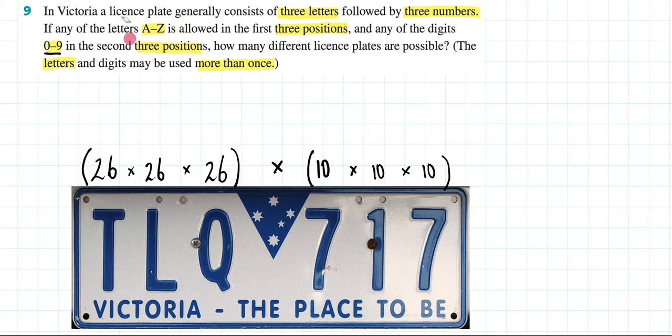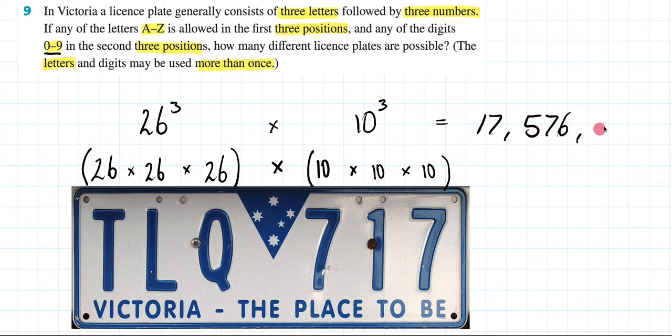Come back over here. All right, a nicer way you could write this would be 26 cubed times 10 cubed. Then you're going to put that into your calculator and you're going to get 17,576,000. So these are all the different license plates that are possible in Victoria. And this again is under the old system. There would be more now because we've changed it a bit.